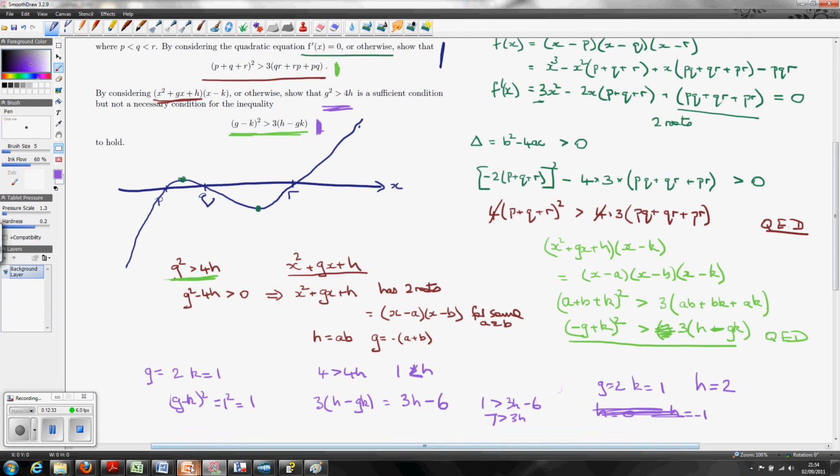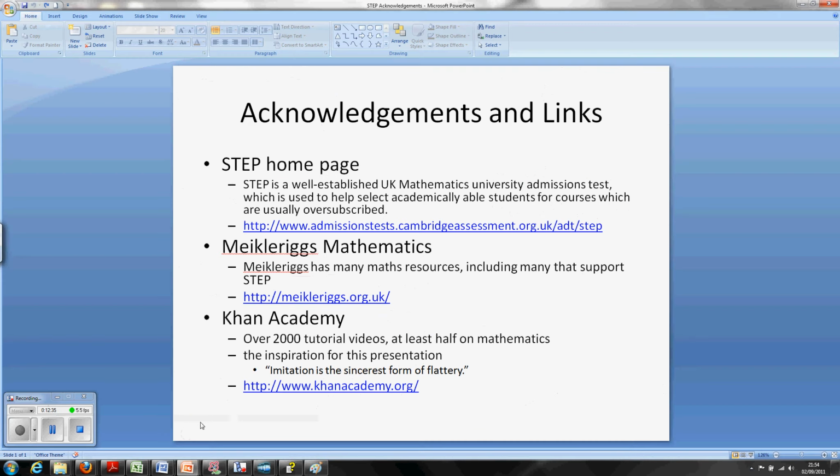That finishes the problem. Let me finish the presentation just by showing this set of acknowledgements: a link to the STEP page where you can find out a lot about STEP, the exam; Microrig Maths, which has a lot of resources about STEP; and the Khan Academy, which has thousands of tutorials, many of them on maths, which is the model for this kind of presentation. Not as good as his, but his is the inspiration. So that's the end of this presentation. Thank you very much.